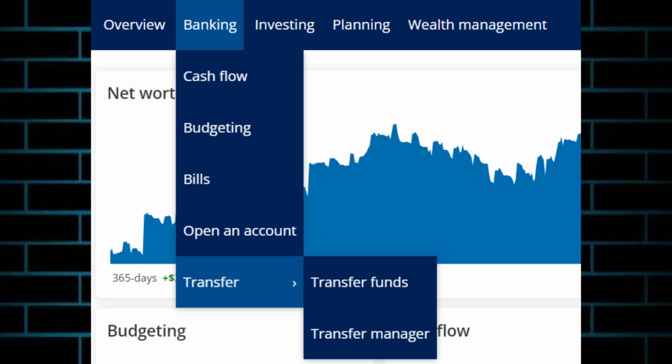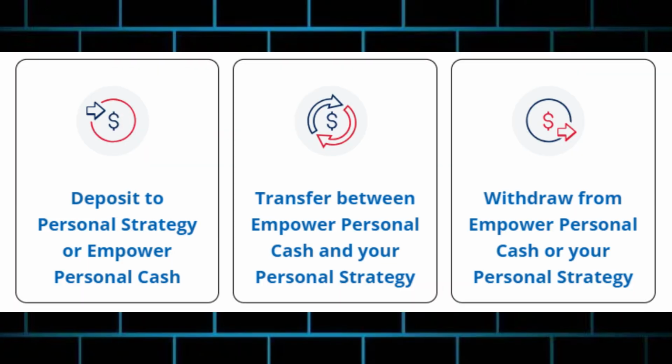Then once you're logged into your account, just hover your mouse to the banking tab, and from there you should be able to see transfer. Just hover your mouse on it again, and from there you should be able to see transfer funds. Just click on it. Next is you have to choose from the following options.